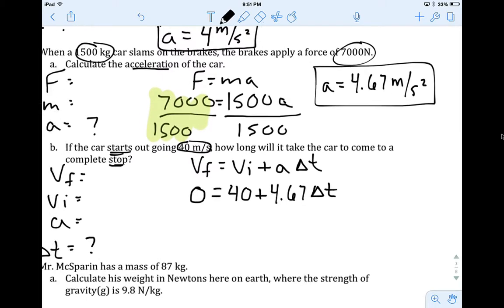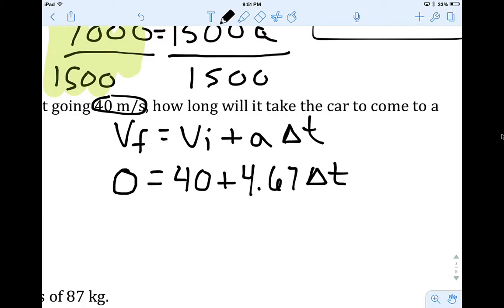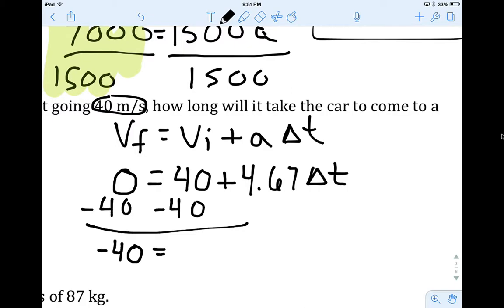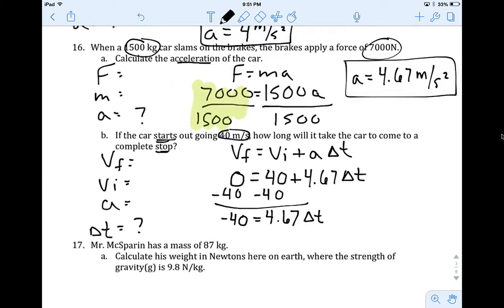Now, this is going to be a two-step equation instead of a one-step equation. So remember, I'm trying to get delta T by itself here. So first, let's get rid of the 40. I'm going to undo that by subtracting it from both sides. That's going to leave me with negative 40 equals 4.67 times delta T.